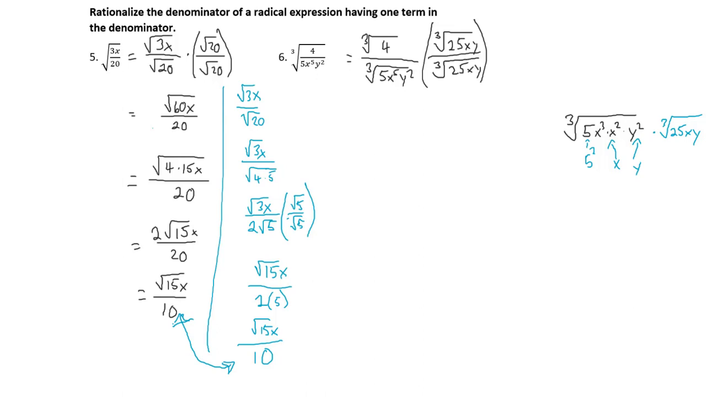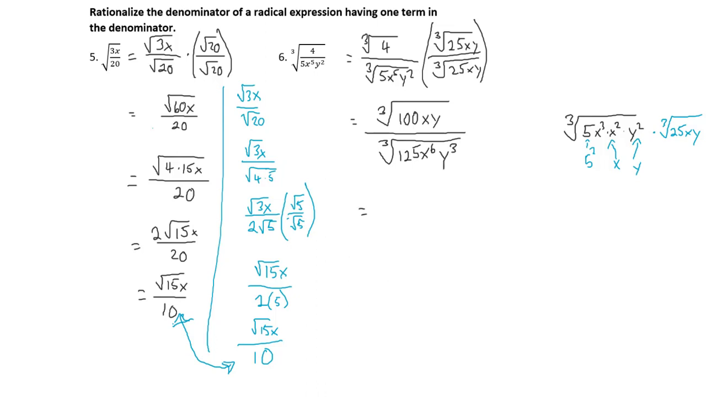Okay, on top, that will become the cube. 4 times 25 is 100xy. And on bottom, we have the cube of 125, x to the sixth, and y to the third.